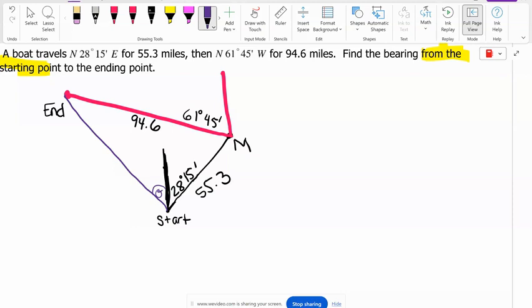Okay, so I'm going to extend my two north lines. Why do you think I'm extending my north lines? Because they are parallel. I don't know if it's going to help me, but it might. Let's try to find where our right angle is going to be. And move this 94.6 outside.